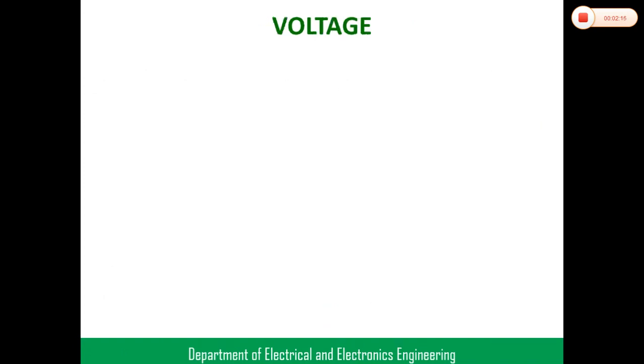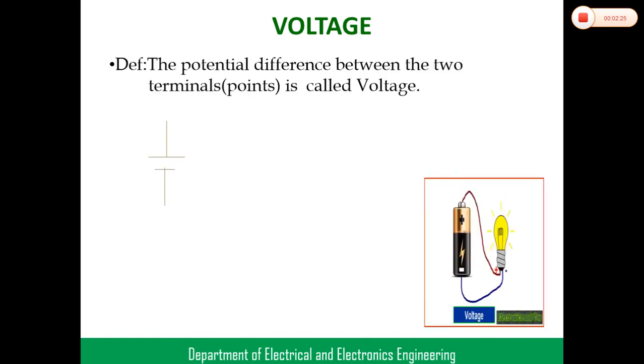Okay, coming to the first definition, voltage. What is meant by voltage? The definition of voltage is, here I mentioned, the potential difference between the 2 terminals or points is called voltage. So what is meant by potential difference? I will take a small example here.